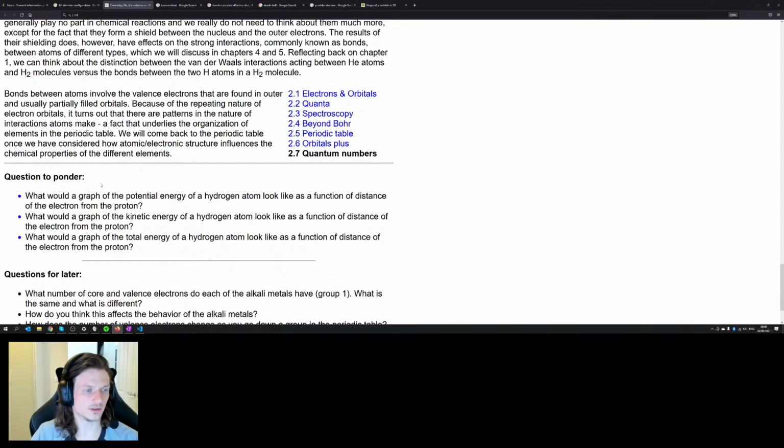Question to ponder. What would a graph of the potential energy of a hydrogen atom look like as a function of distance of the electron from the proton?